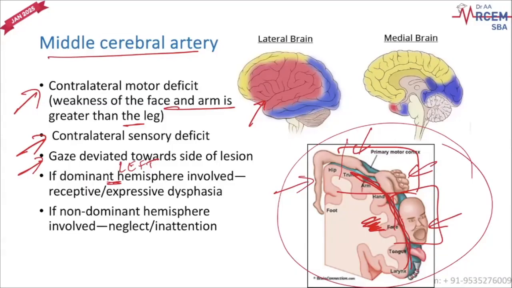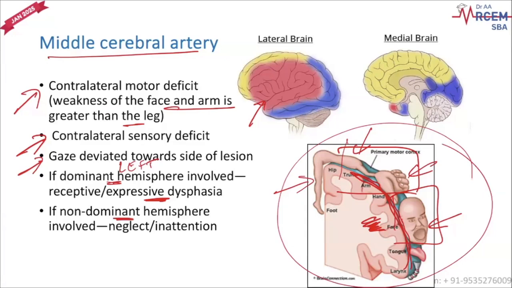If the dominant hemisphere is involved, he will be having an expressive dysphasia. That means he'll understand what you're telling, but when he's telling you, he's struggling to tell. He's not getting the words, or he's having slurred speech. Usually he's not getting the words. What is your name? He knows what his name is, he understood what the question was. You are asking what his name is. He knows what his name is, but he's not able to express it back to you. That is known as expressive dysphasia.